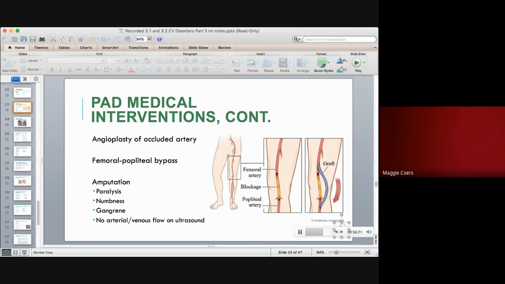In some cases, the patient's blood flow may be so severely occluded, and they have that paralysis, the numbness, and the leg is just not salvageable. All right, no blood flow, so we might have to amputate, because if we don't amputate, then there's more damage being done to the body.